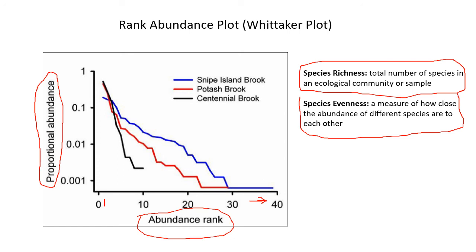So species evenness here is the measure of how close the abundance of different species are to each other. For instance, the black line here on our plot, the Centennial Brook, you can see that's a very steep rank abundance curve. So we have a lot of species 1, and then we drop off very steeply, right? So the other species are pretty low abundance. If we look at the blue line, Snipe Island Brook, we see a much more gradual rank abundance curve here, and so abundance or dominance is shared among multiple species. So a rank abundance plot is a visualization to be able to compare the diversity between different plots.